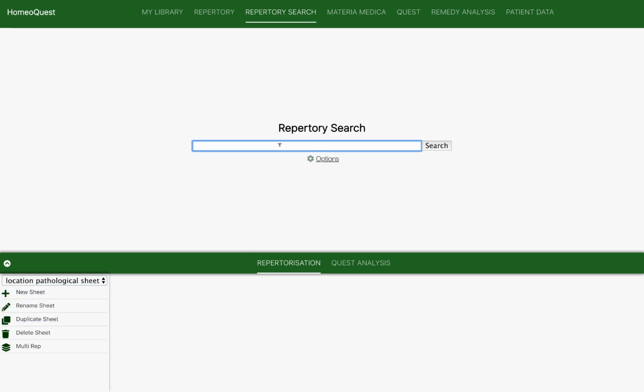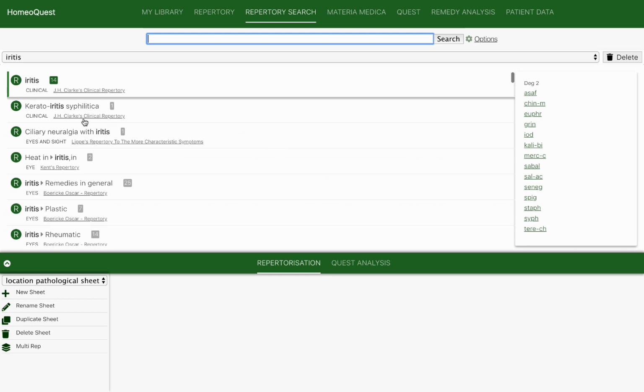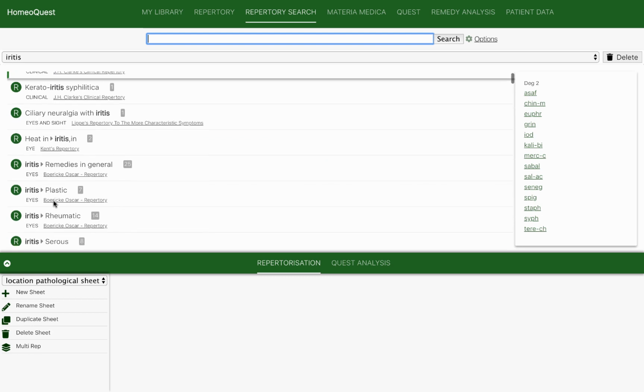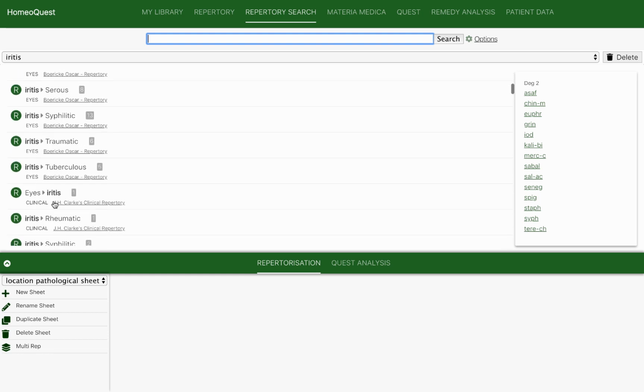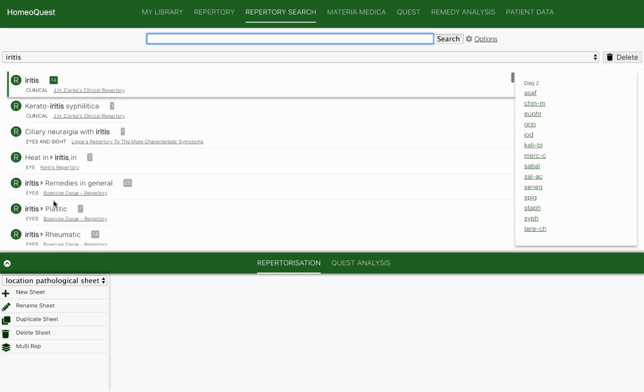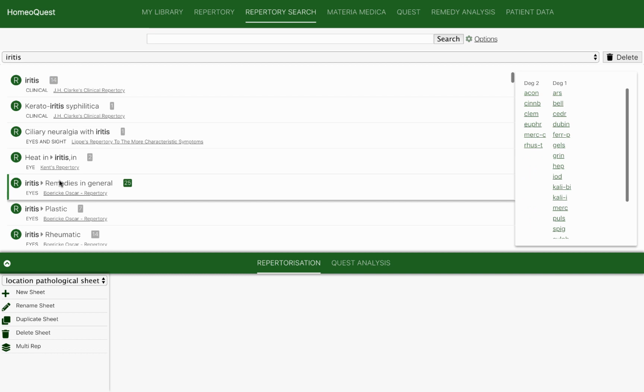So the first rubric I'm going to look at is iritis. Now remember, repertory search will search only from the repertories. Again, here I'm only choosing the core library and the old books. So iritis, lots of different rubrics for iritis. Let's take the biggest one here. It's all scattered, as you can see. The biggest one is in Boericke, so I'll just go with Boericke.